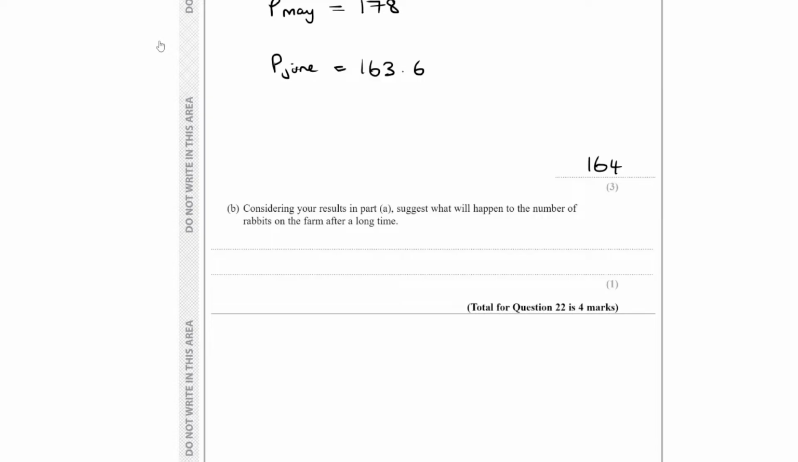Yep, you can say 163 or 164. They don't mind. But you do have to round it, because obviously you can't technically leave 0.6 as your answer. So you could write either 163 or 164, whichever you prefer. They don't mind.